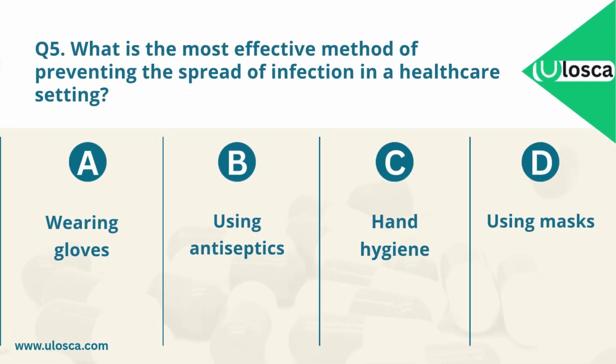Question 5. What is the most effective method of preventing the spread of infection in a healthcare setting? A. Wearing gloves. B. Using antiseptics. C. Hand hygiene. D. Using masks. Which one is the correct answer?